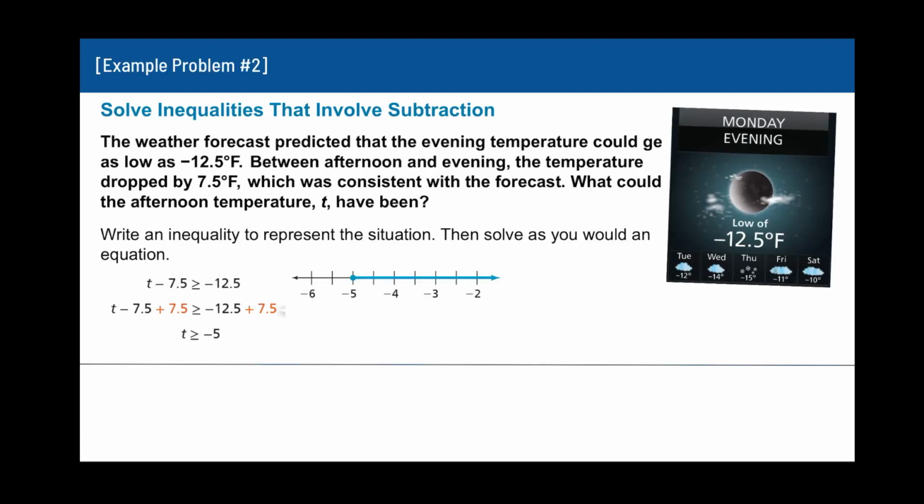We can represent this on a number line as well. We have the dot filled in at negative 5 because we have the or equal to line underneath the inequality symbol, and we are shaded to the right to represent numbers bigger than negative 5. So the afternoon temperature could have been negative 5 degrees or warmer.